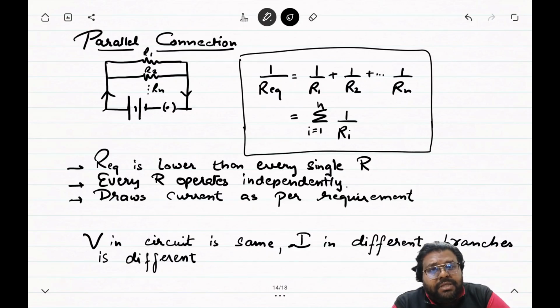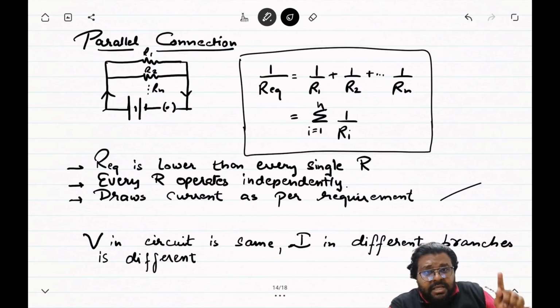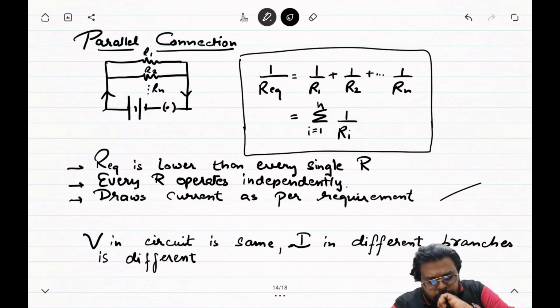If R1 is closed, R2 can operate, R3 can operate. If R5 is closed, R6, R7 can operate independently. That means each and every R is connected across the same potential and can draw current as per its requirement. That is a major advantage, and that's why in our domestic circuits, the circuit is connected in parallel. In the parallel combination, V, that means the potential difference across the resistances, is the same, and I is different in various branches.